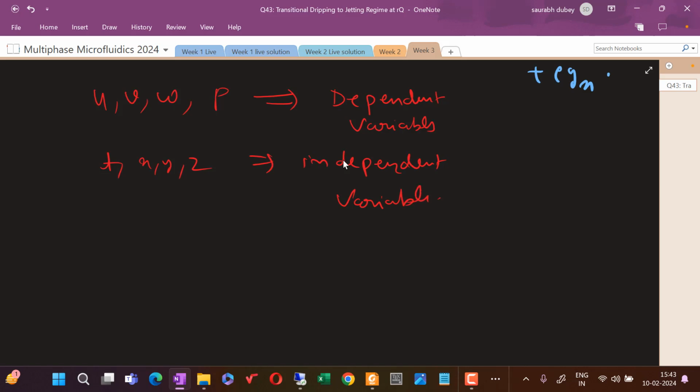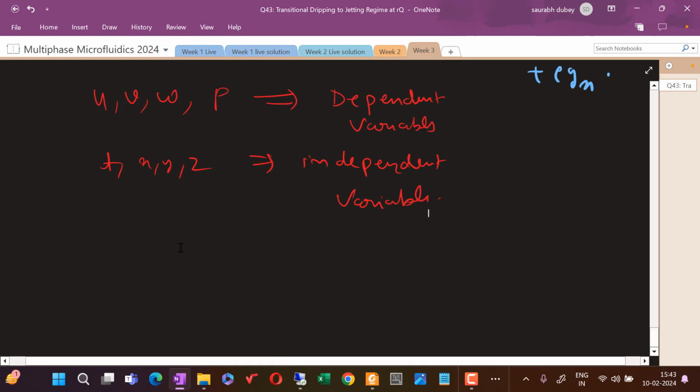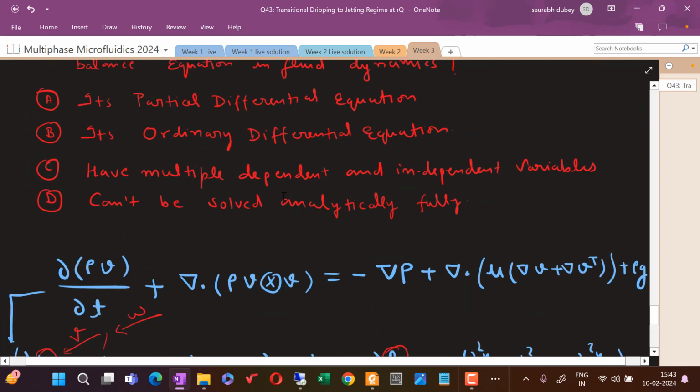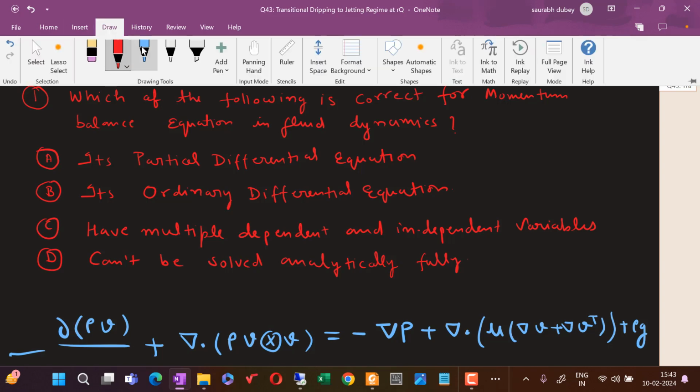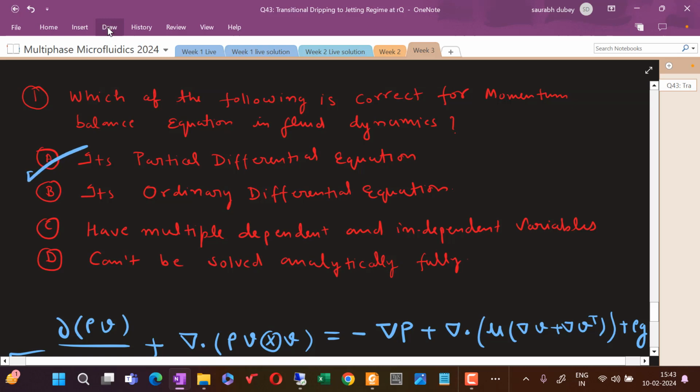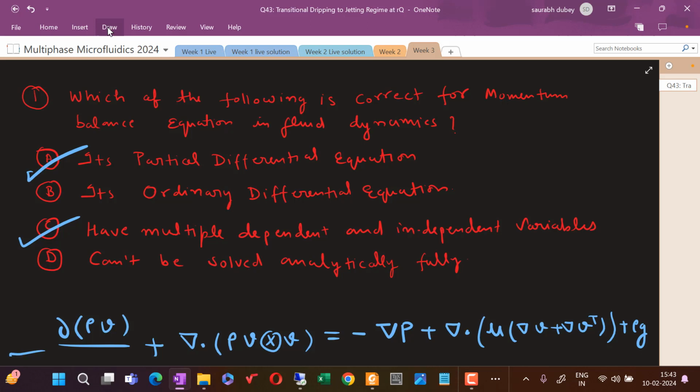And you see that if there is more than one independent variable, it's called a partial differential equation. So this is a partial differential equation, and it has multiple dependent and independent variables. And yes, to solve it fully, you need numerical and computational methods. Analytically, it cannot be solved fully. So options A, C, D are the correct answer. A, C, D is correct. So this question is completed.